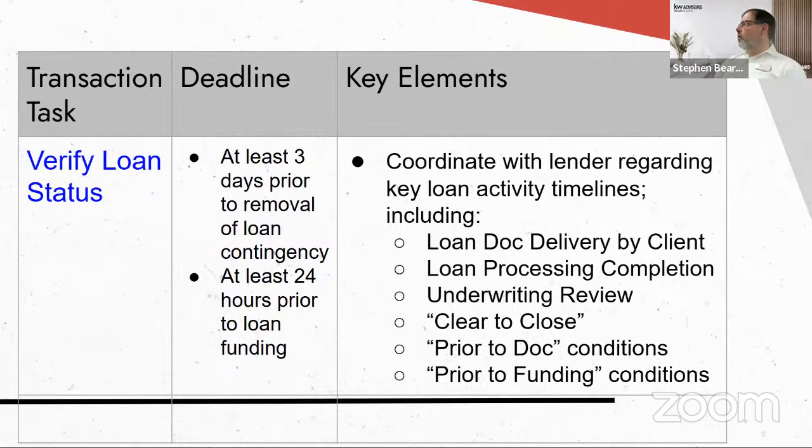What is the difference? What do you think the difference is? Processing is working with paperwork. Underwriting is qualification. Yes, that's exactly right. The loan processor is making sure that all the paperwork is there.